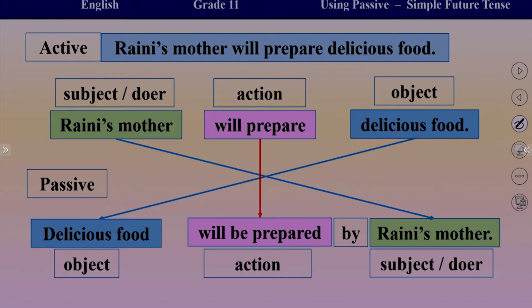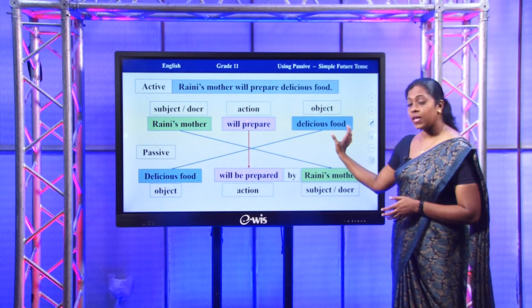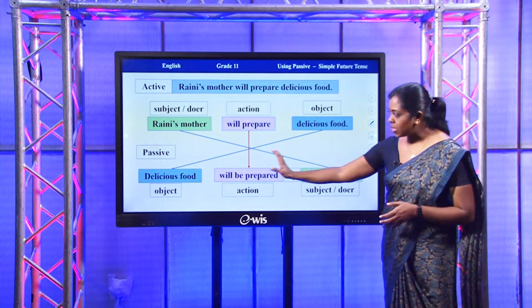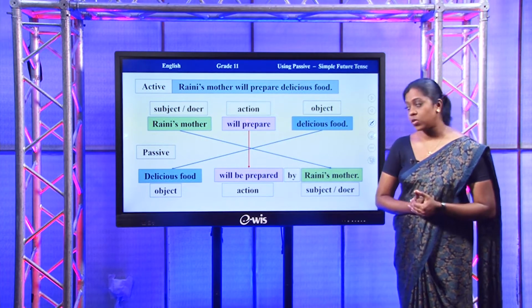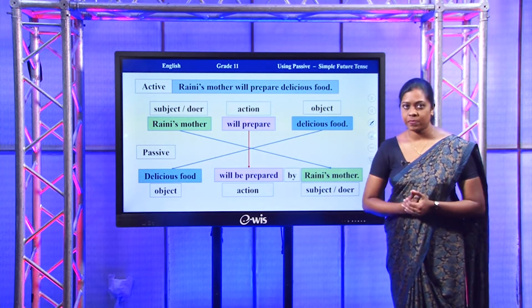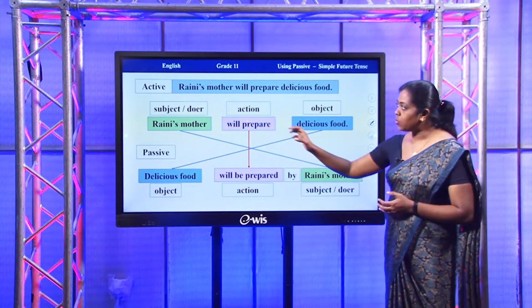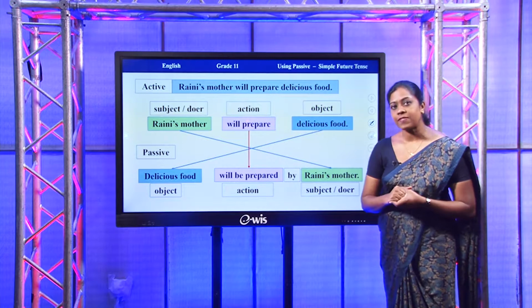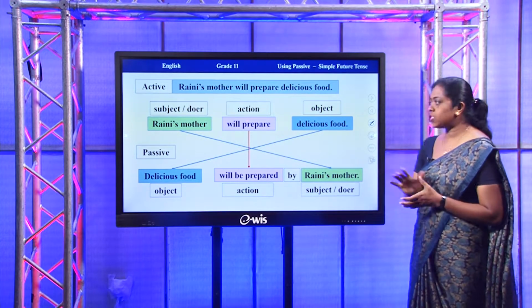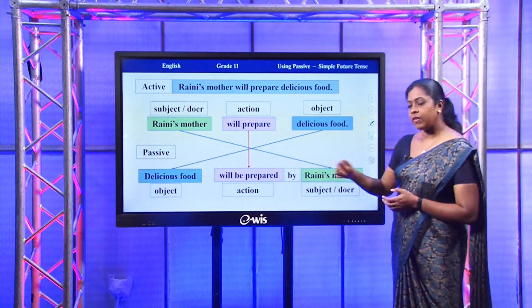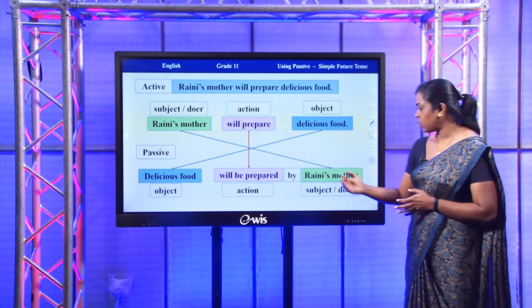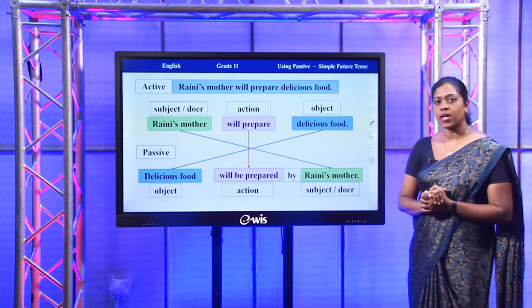And when it comes to converting active into passive, what we simply do is to bring the object of the active sentence to the subject position. So your passive sentence would start with delicious food. Likewise, you bring the subject of the active sentence to the object position of the passive sentence. Right? And you know that we use the by agent. So by Raine's mother at the end.